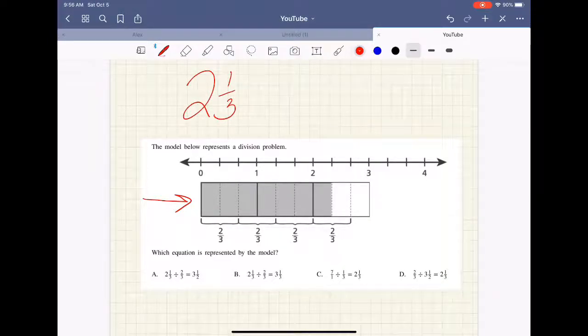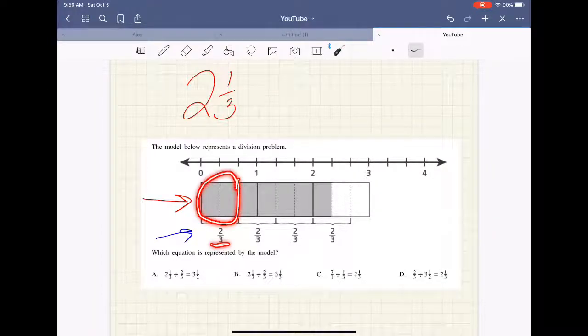And here I'm just trying to see what the model represents. And when I look at the bottom part, I'm breaking it up into these 2/3 pieces. So how many of these 2/3 fit in here? And you can take a look and see I can fit 3 whole ones. And then here I have half of a piece.